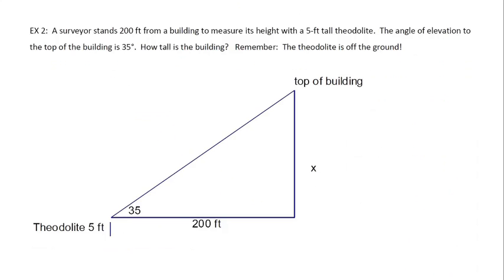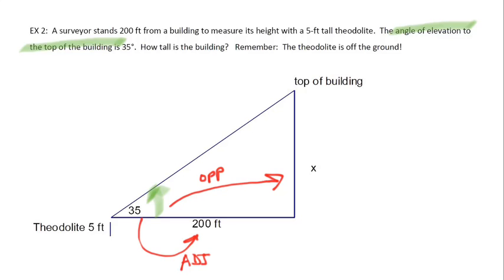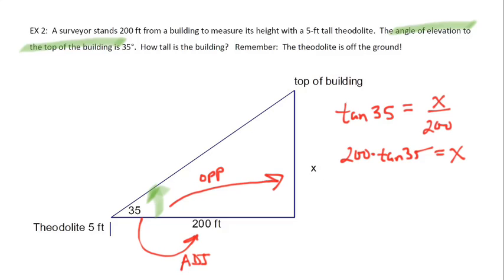elevation. For our next problem, we're given lots of pieces of information. We need to identify the pieces, so I'm looking at angle of elevation. That's opposite, that's adjacent, which means I have a tangent value. So tangent of 35 is x over 200. You can multiply by 200 and you'll get x. Now you've got to remember that you're 5 feet off the ground, so you add that to the number. It gives you the actual value.